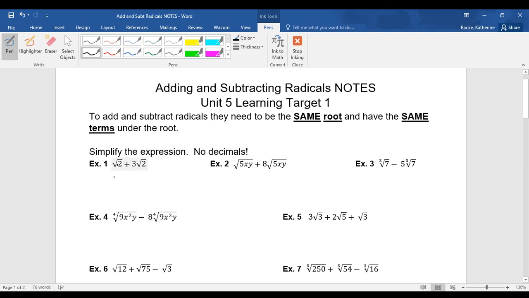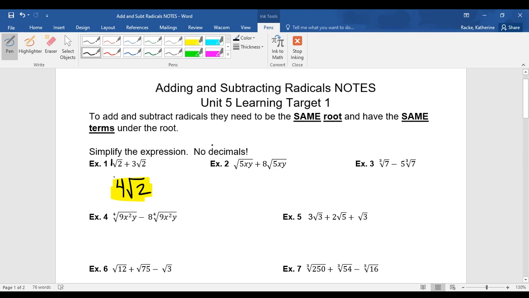So if you look at example 1, they're both the square root of 2. That is okay. That means I am allowed to add them together, okay? They're both square roots. Okay, they both have 2 underneath their radical. So I would add 1 plus 3 to get me 4 square root of 2. And that would be your answer.